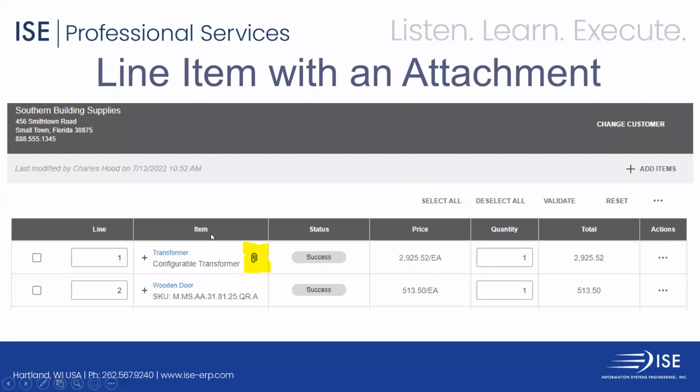All right, here's a sample of a line item with an attachment. You get the paperclip icon, and you can then click on that. It'll open up a little window, and you can see where that attachment's located as far as a folder and things like that. Take a look at it or whatever you want to do. But that's where it all starts, from that little paperclip icon.